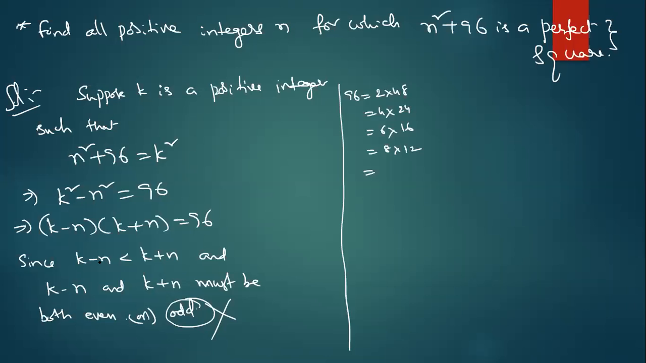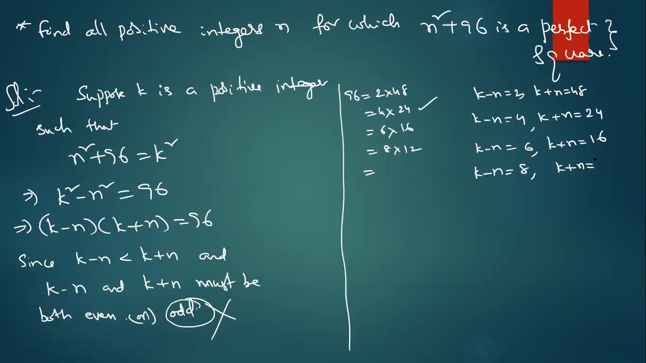So k minus n must be the least number. Suppose k minus n is 2, dear students, then k plus n is 48. K minus n is 4, then k plus n is 24. K minus n is 6, then k plus n is 16. K minus n is 8, then k plus n is 12.